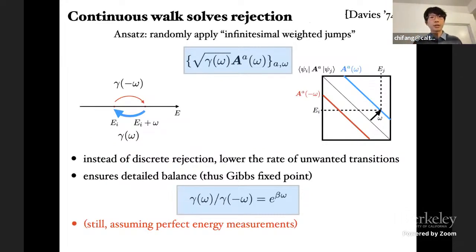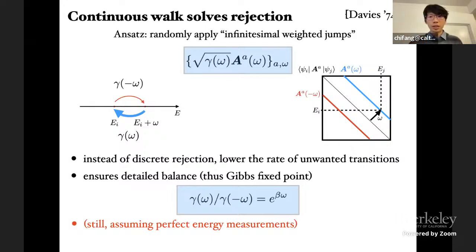The first observation, proposed 50 years ago by Davies, is that if you use a continuous walk, since nature is continuous, then this rejection step is also automatically resolved. You don't have to do anything fancy. So the picture is that this quantum process is now continuous, so infinitesimally, you always get these transitions.